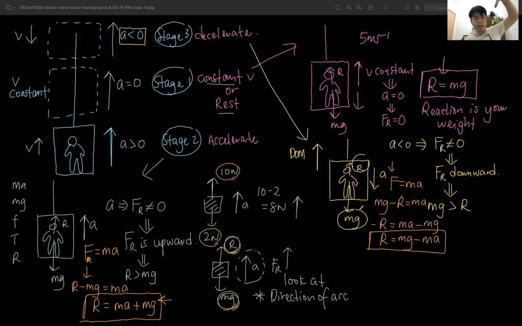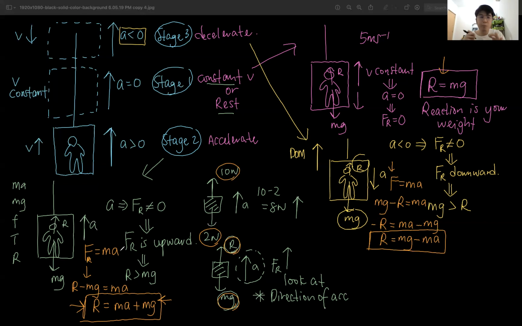So when you decelerate, you're moving up, but you decelerate, your R actually decreases in value. And if you accelerate upward, your R will become bigger. You feel heavier. And if it's moving at constant velocity, you feel like the normal weight.